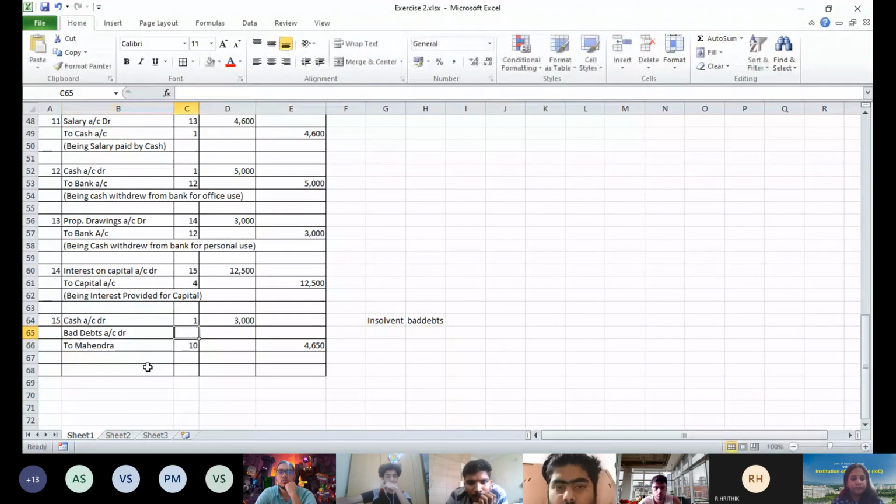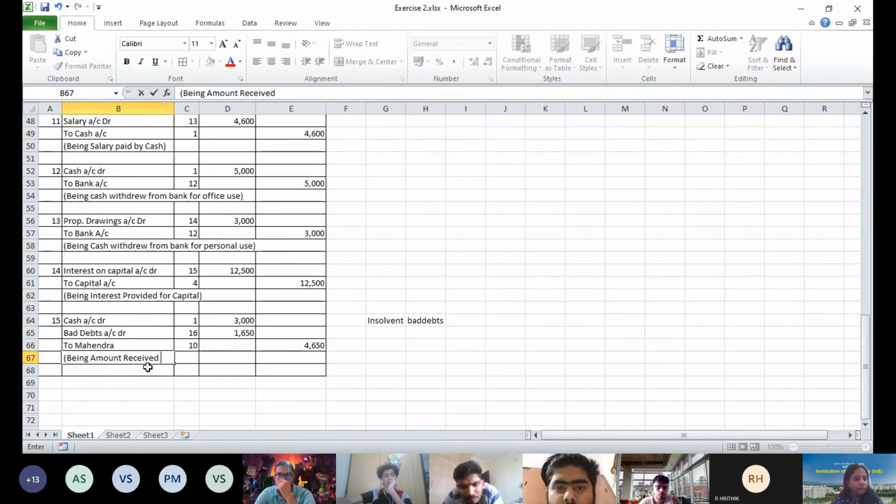Bad debt account debit, it's a new one again. So 15, right? 16 accounts you have to open, guys. Ledger account, 1,650. Now, have you understood this transaction? I'm writing the narration. Being amount received in full settlement. I have to settle my transactions. Without settling my transactions, I cannot go away. So Mahendra's account settled.